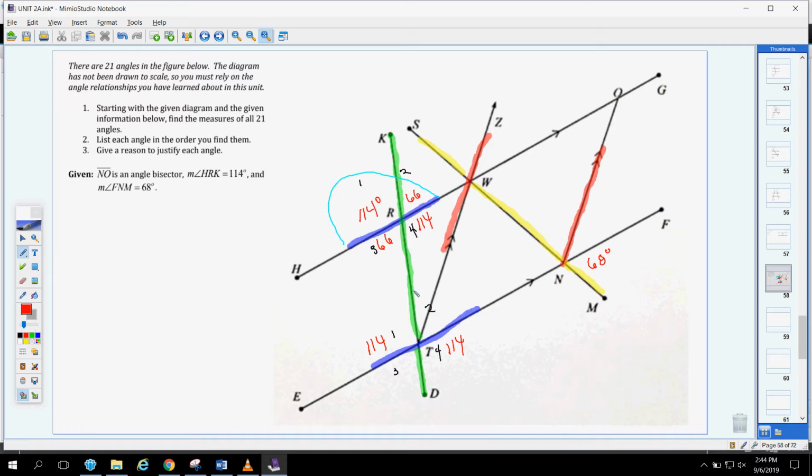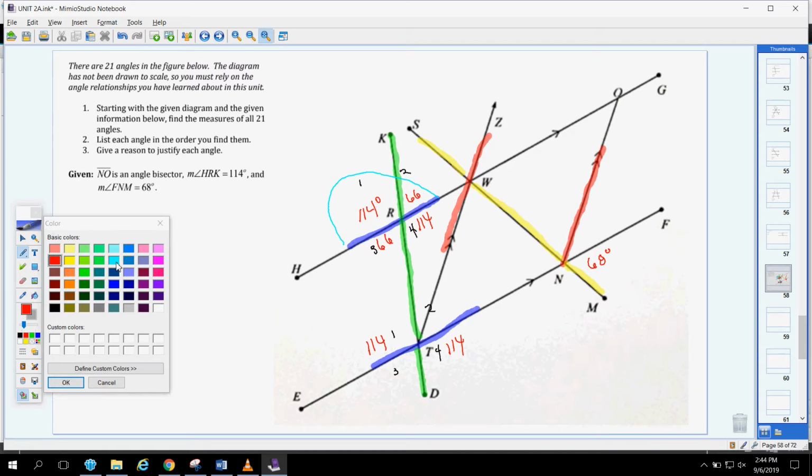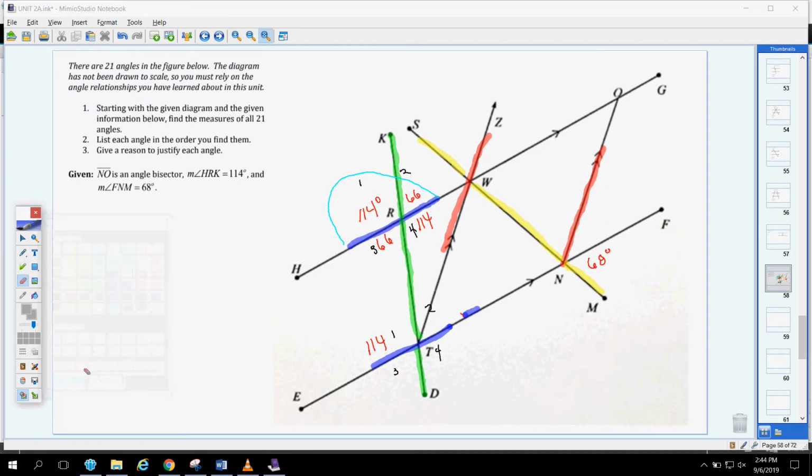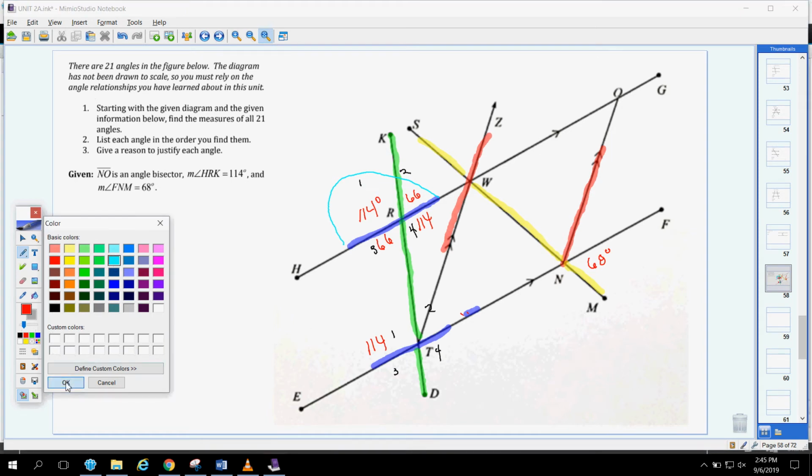Now we can come down the transversal here, and we can do opposite or alternate interior over here is going to be 66 as well. Okay, but we know that if we come down here again and do our vertical, if we do our linear pair yet again, we're going to have a linear pair from there. Wrong color. Didn't take. So we're going to have a linear pair that goes from there. Wrong color again. What is wrong with this thing? So let me get this going right there, there.